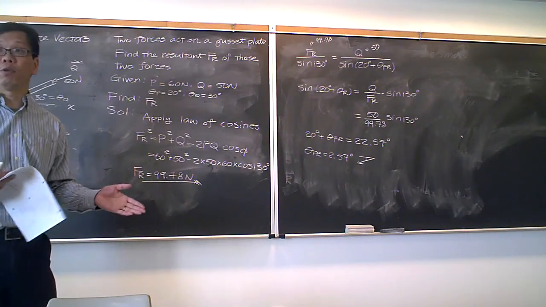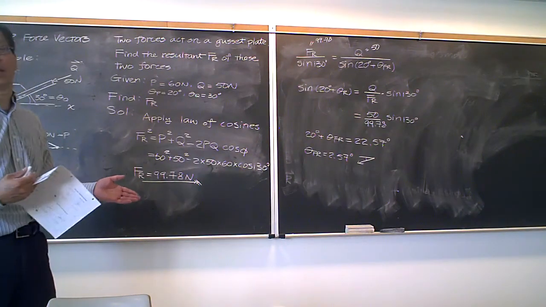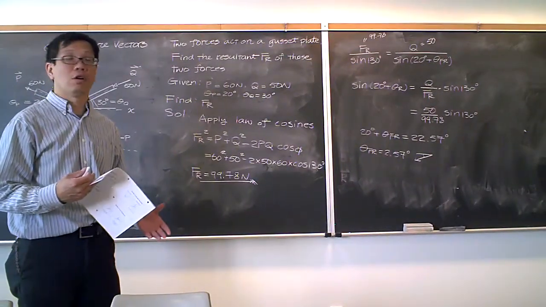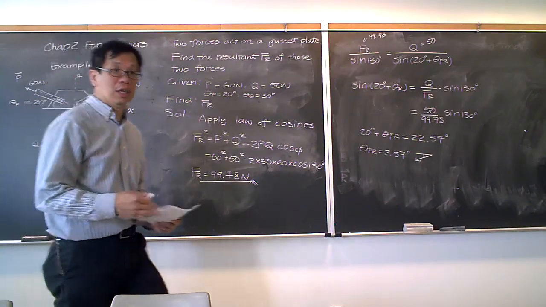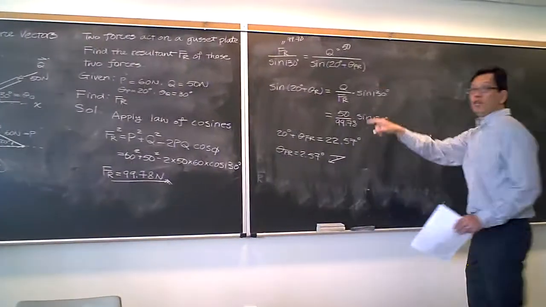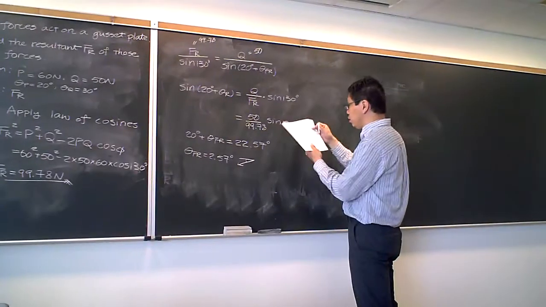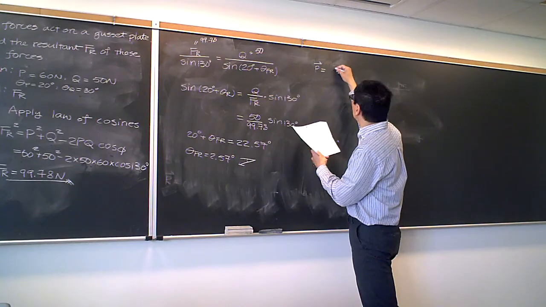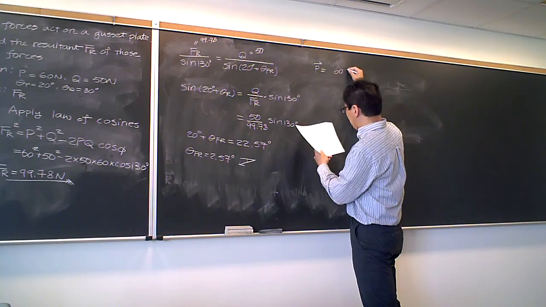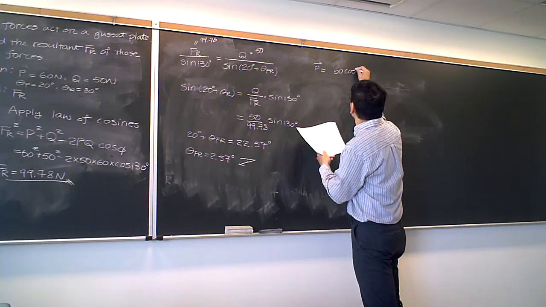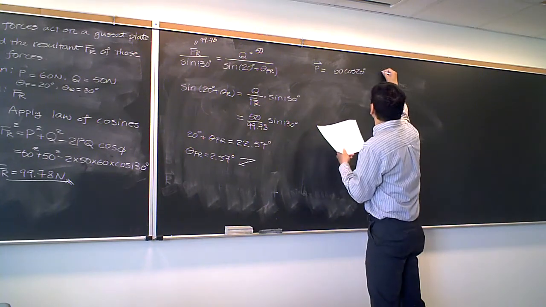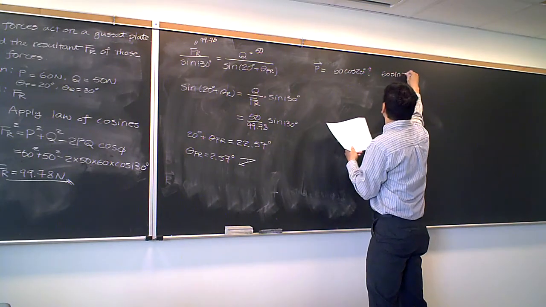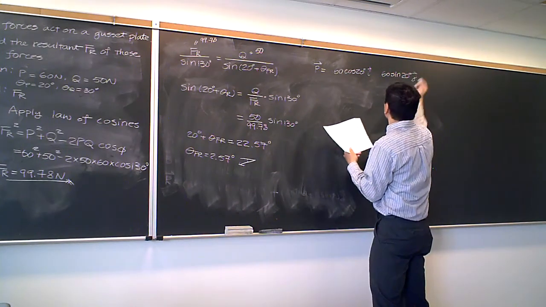Now, this is one way of doing it. Most of the times, I don't prefer using this way. I would prefer to use vector representation. So if I'm using vector representation, what I'm going to do is decouple everything. P into 60 cosine 20 degree I and 60 sine 20 degree J.